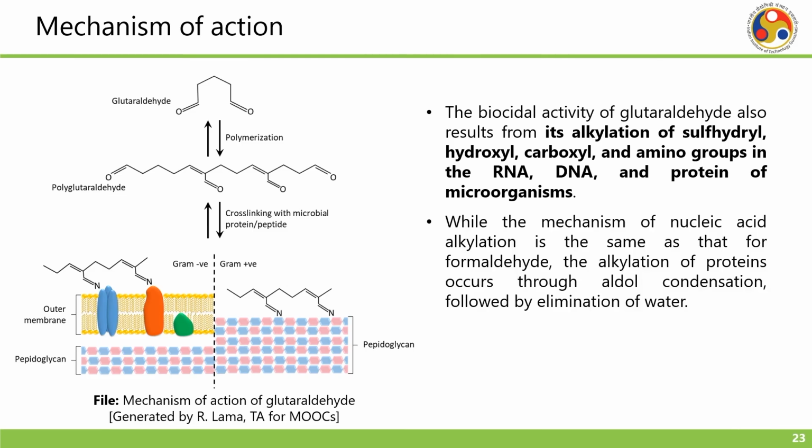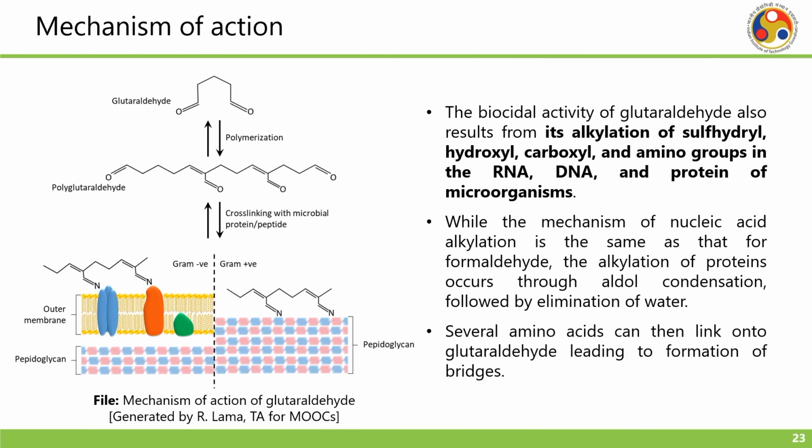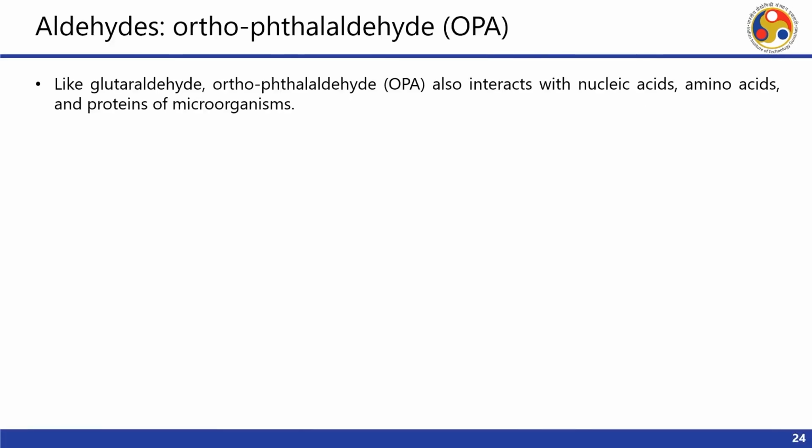The mechanism of nucleic acid alkylation is the same as that for formaldehyde. The alkylation of proteins occurs through aldol condensation followed by elimination of water. Several amino acids can then link onto glutaraldehyde leading to formation of bridges.